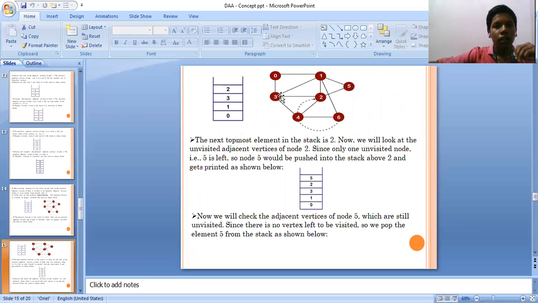As shown, node 4 is popped out, like from 6 to 4. The next topmost element in the stack is 2. Now we will look at the unvisited adjacent vertices of node 2. Since only one unvisited node, that is 5, is left, node 5 would be pushed onto the stack above 2 and gets printed as shown below.